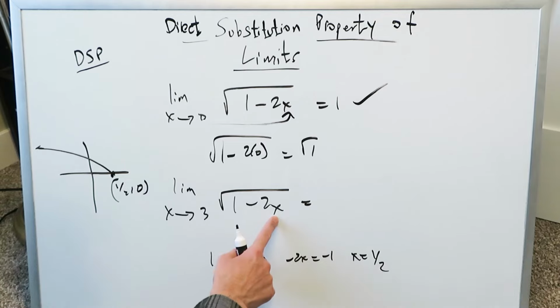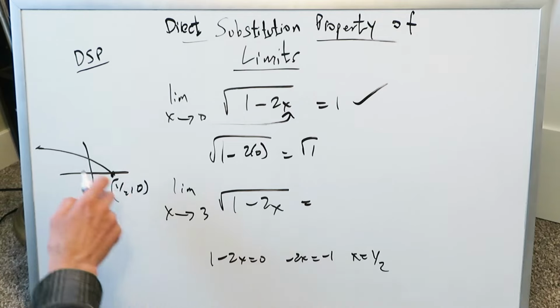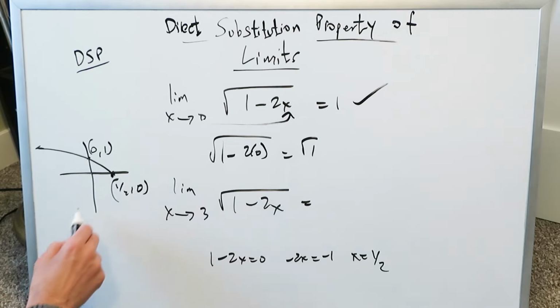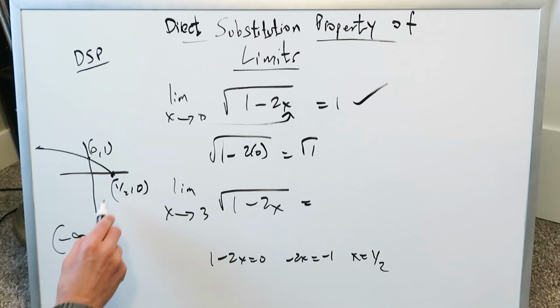If I were to put 0 in place of x, I have a square root of 1, which is 1, so I know I'm looking at 0 comma 1. My graph looks like this. So all the values here in terms of the domain are minus infinity going all the way up to 1 over 2, including 1 over 2.